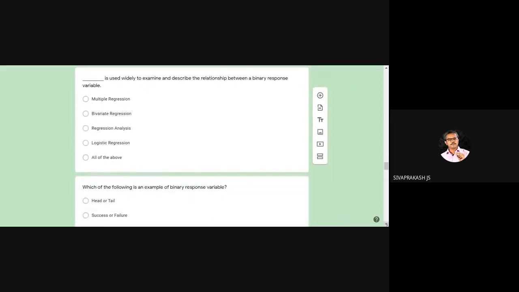Next, this is used widely to examine and describe the relationship with a binary response variable. Binary response, binary, not two. Again, the answer is logistic regression.